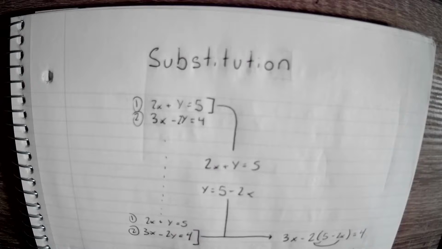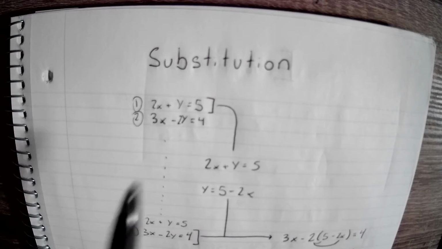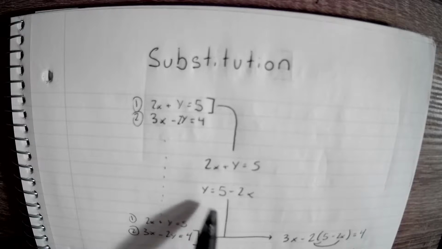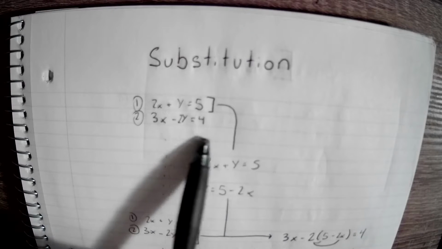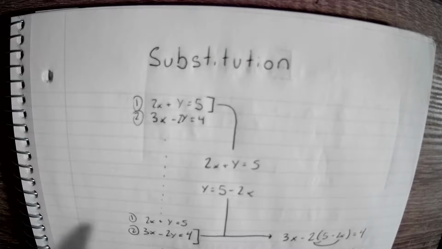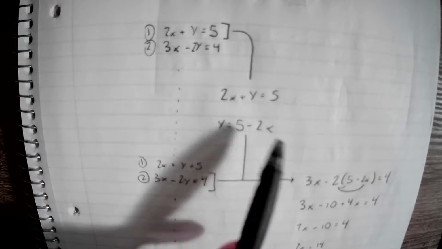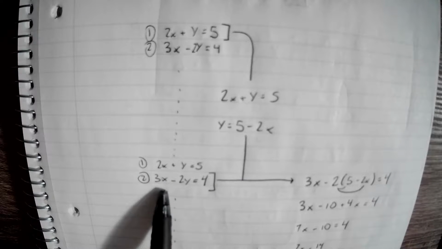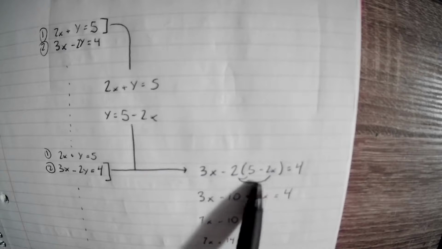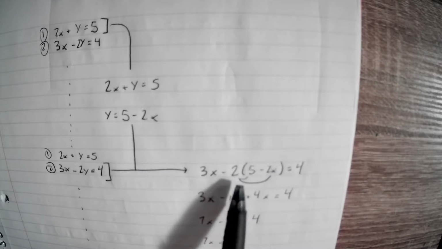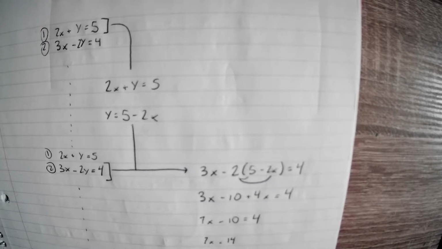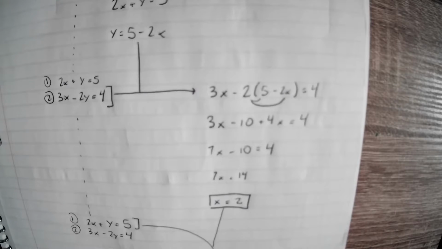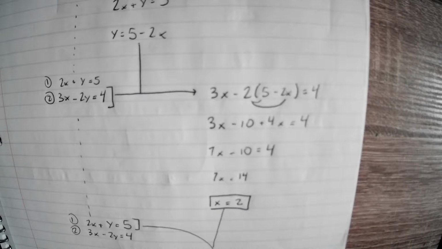You always have to do that using substitution: substitute the variable expression you found into the other equation that you did not use. So I do that right here. I bring down the y, plug it into equation 2. We get 3x minus 2 times that quantity that we'd already solved for, 5 minus 2x. We get 3x minus 10 plus 4x equals 4.